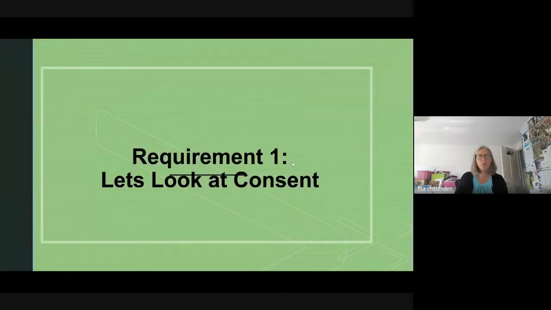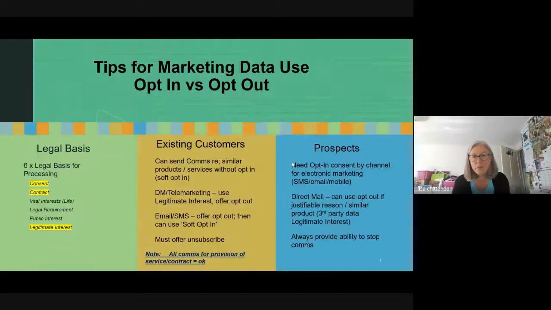So next, requirement number 1, let's look at consent. Everybody, consent is always the biggest question we ever get asked. Is my data consented right? What can I do with my data? Am I collecting it right? Am I processing it correctly? All of those questions are answered based upon, do you hold your data within the correct legal basis? There are 6. This again comes from the law.